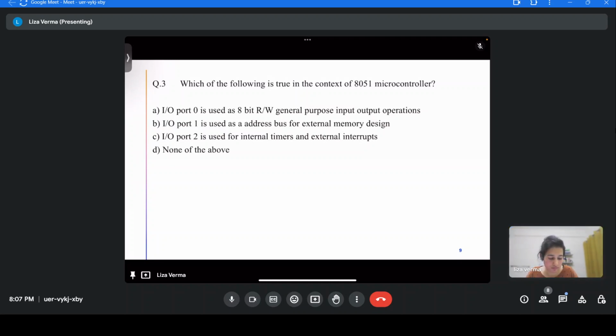Ma'am, port 1 is used for only 8-bit read write. It doesn't have any alternate function. Yes. And port 2? Port 2 is 8-bit read write and the higher byte of address bus for external memory. Yes. So port 0 is used for 8-bit read write and input output operations. Clear? Yes.